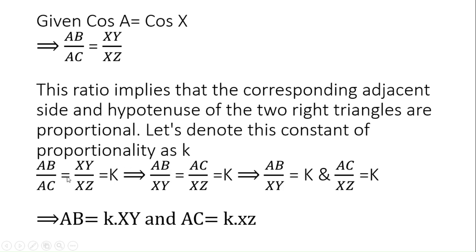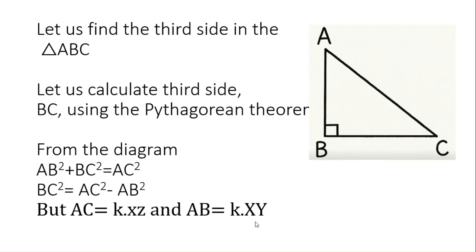I'm transposing the terms for simplification. AB by AC is equal to XY by XZ. Bringing this term here, AB by XY is equal to AC by XZ, which is nothing but k. So we can write AB by XY is equal to k and AC by XZ is equal to k. So AB is equal to k into XY and AC is equal to k into XZ. Now let us find the third side in triangle ABC.